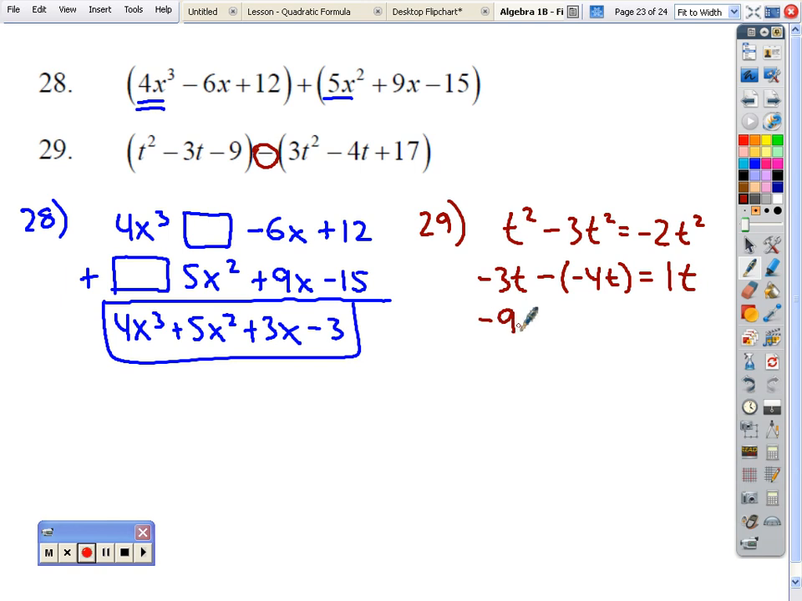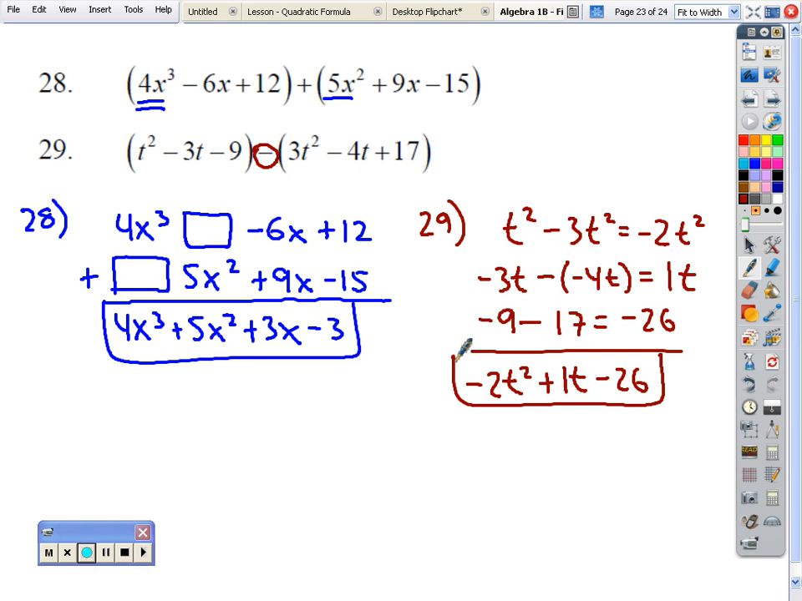And last we have negative 9 minus 17. Negative 9 minus 17 is going to be negative 26. So my answer is going to be like this. Negative 2t squared plus 1t minus 26. And just to be consistent, you could also write it as negative 2t squared plus just t minus 26. And again, either one will get you full credit.